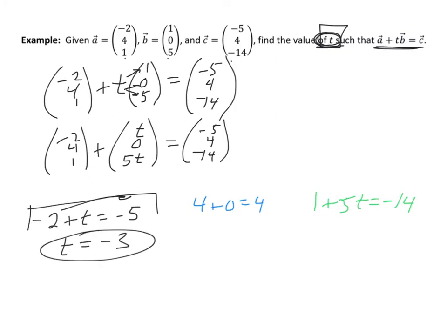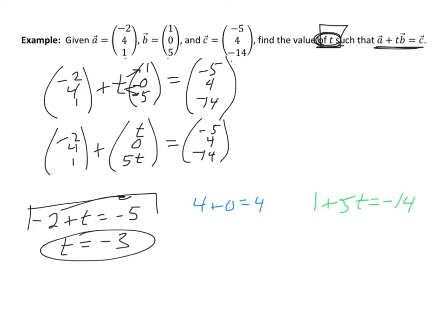But here's the thing. All I've actually shown at this point is that t allows the x components to match up. I'm not positive if the y components and the z components are going to match up. It might be that there is no t so that this works, and that happens sometimes. So we really need to check the other components to make sure that they're also going to be okay.